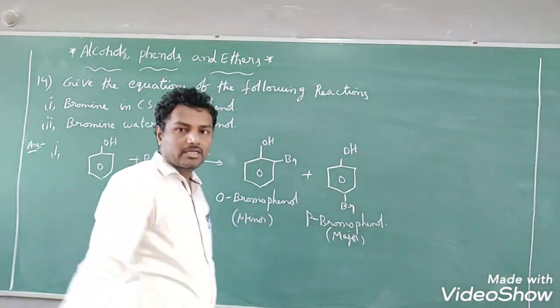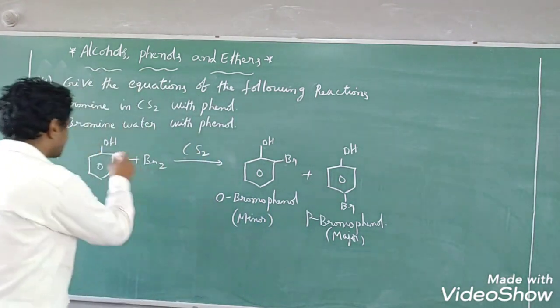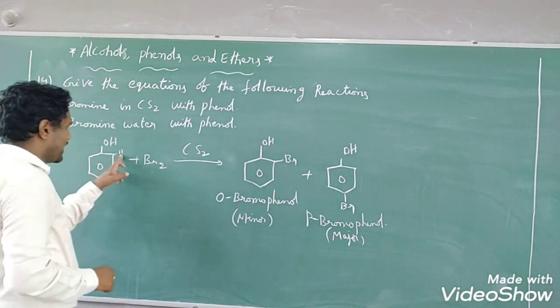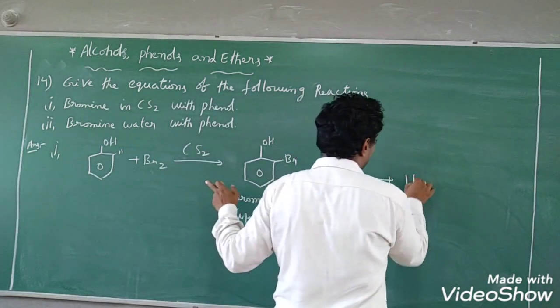This is the minor product, right? So what are the byproducts? You may ask a question here. Whenever it attacks the ortho position, a hydrogen is available there. That hydrogen and bromine are liberated as HBr, right?